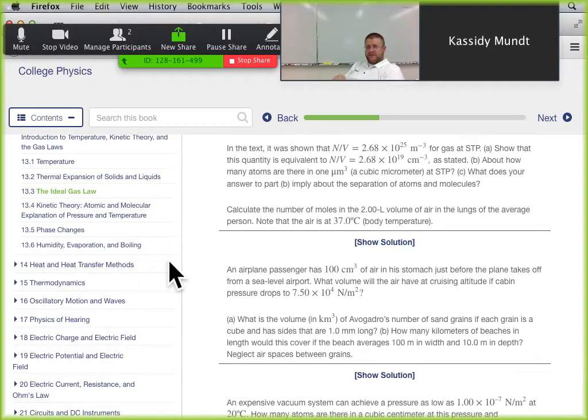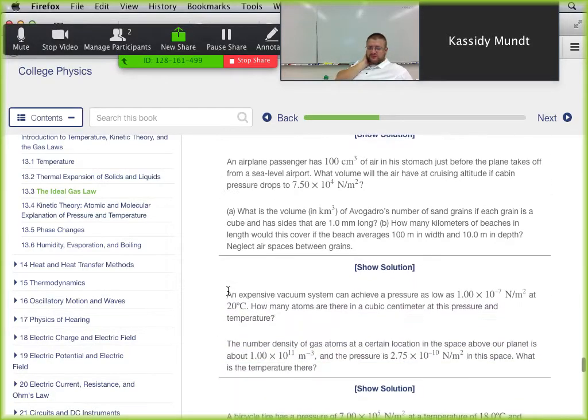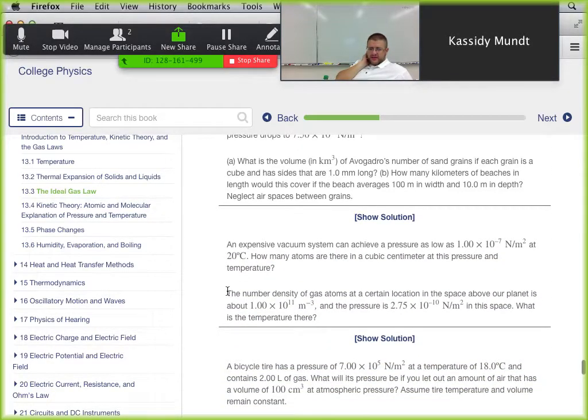And then you change the volume of air in the stomach to 75 centimeters cubed. So the volume of the air in the stomach before the plane takes off is now going to be 75 centimeters cubed. And at the cruising altitude, we want to figure out what's going to happen. All right? Okay. And that's it for this one, right?